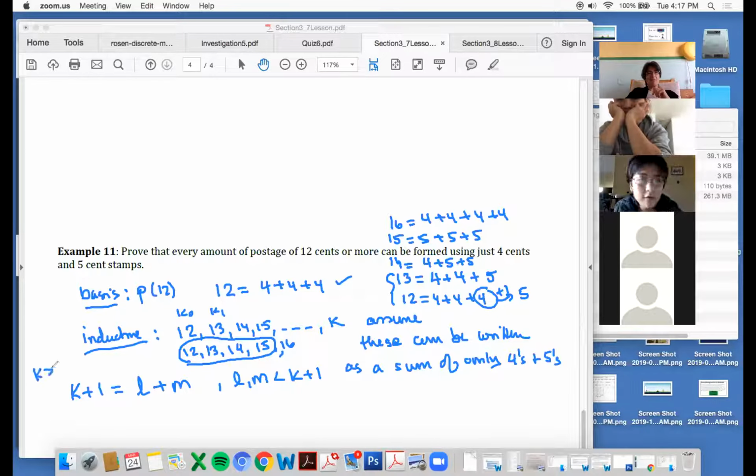So if k is bigger than or equal to 16, then k plus 1 can be written as the sum of 2 smaller numbers. But according to this assumption here, because they're smaller than k plus 1, each can be written as a sum of 4s and 5s.